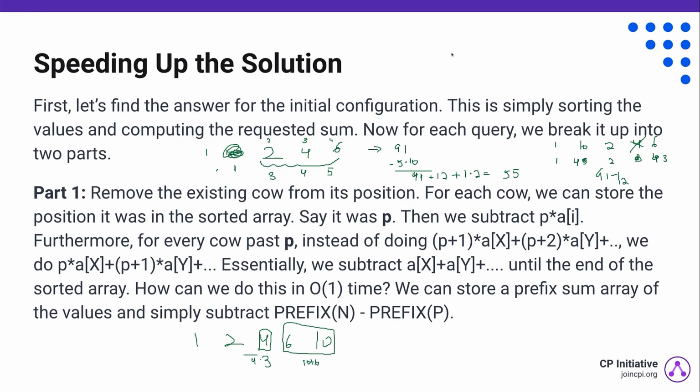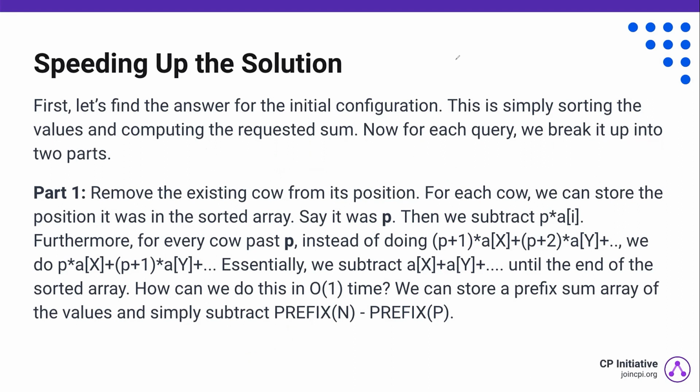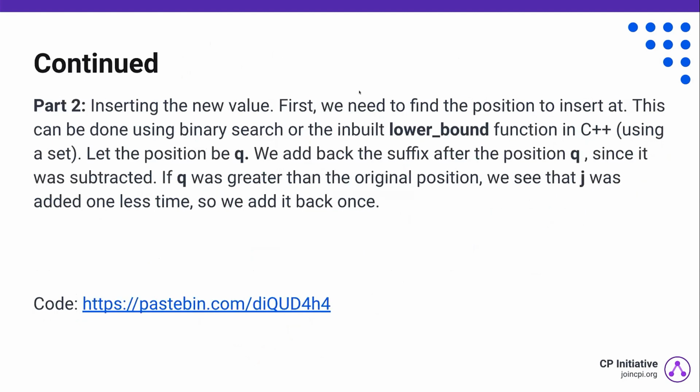So now we have to handle adding the new cow back. And this is the harder part of the problem, in my opinion. So inserting the new value, first we need to find the position that we're going to insert it at. So we had 1, 2, 4, 6, 10. I'm just going to remove 6 for now because 10 is at the end, and I would like to deal with the middle cases instead. So let's say we remove 6, and we're adding a value 1.